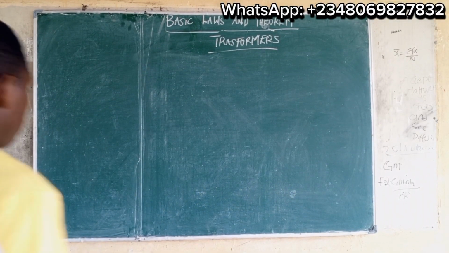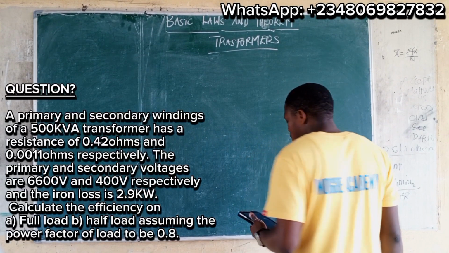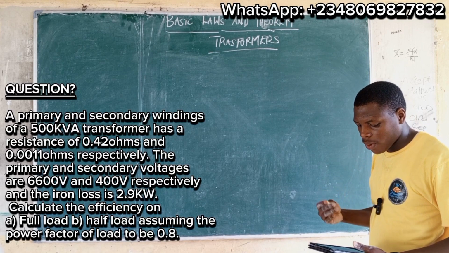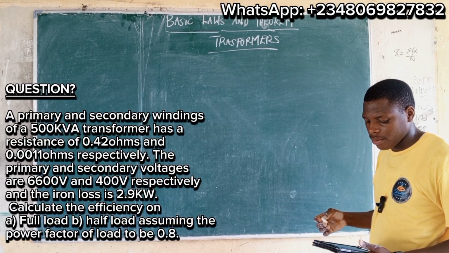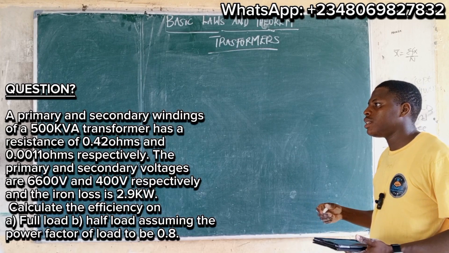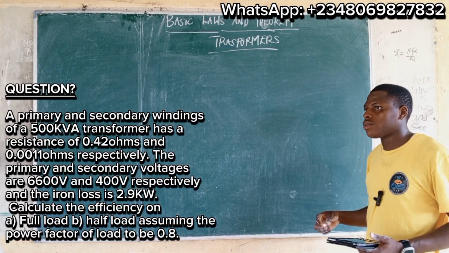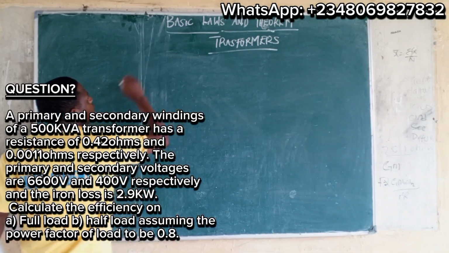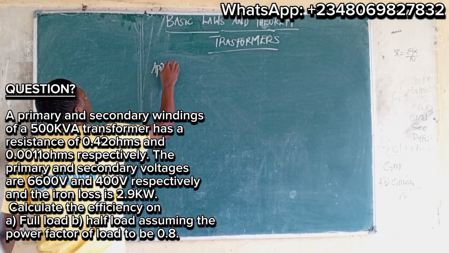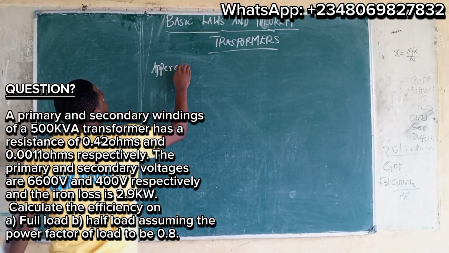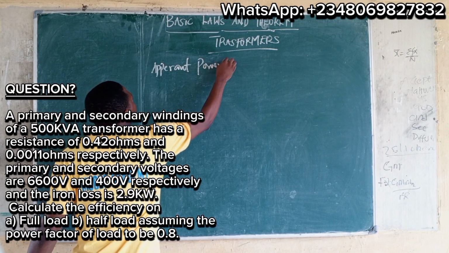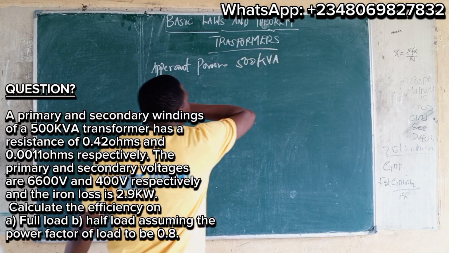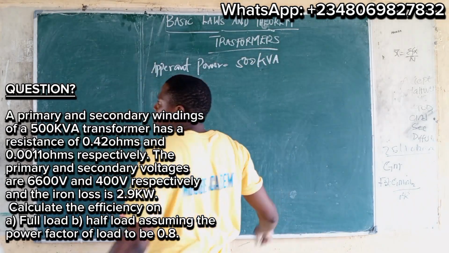Take down this example. The primary and secondary winding of a 500 kVA transformer. The first thing we are given is 500 kVA. We are given apparent power to be 500 kVA, and the kVA is kilovolt-amperes.